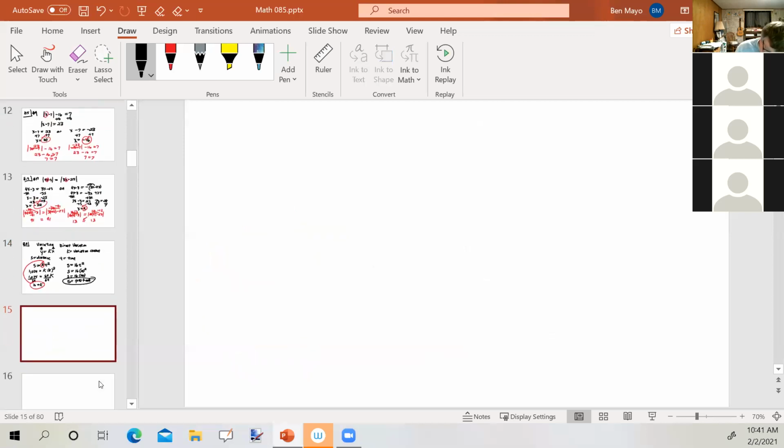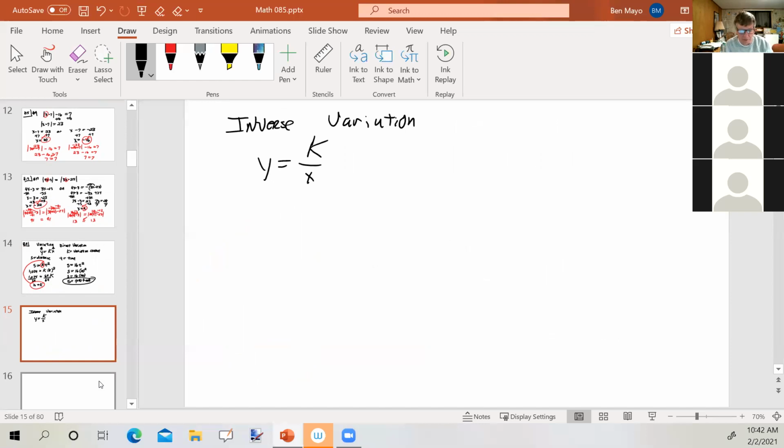Second example. Inverse variation. And the general form of that is y equals k divided by x. So again, k, the variation constant, is present, but now our variable on the right side is down underneath. So we kind of have that inverse or reciprocal situation.